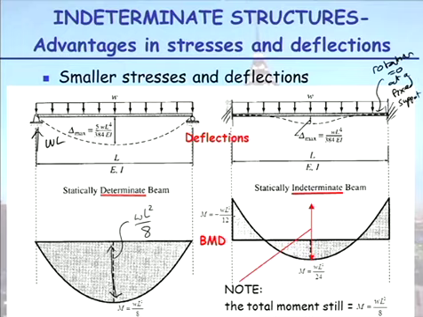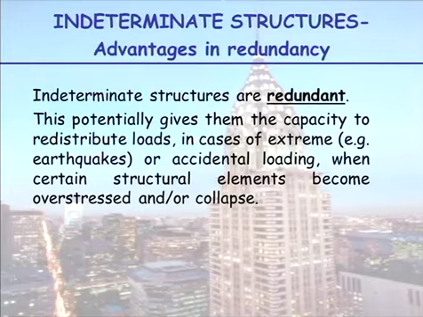So we have a moment at this end, WL squared on 12, and a moment down here, WL squared on 24. So the overall moment is still WL squared on 8, but these two moments are smaller. So thus, we could put a smaller beam in there. So, yay, why don't we always make structures redundant? And I'll tell you in a minute.